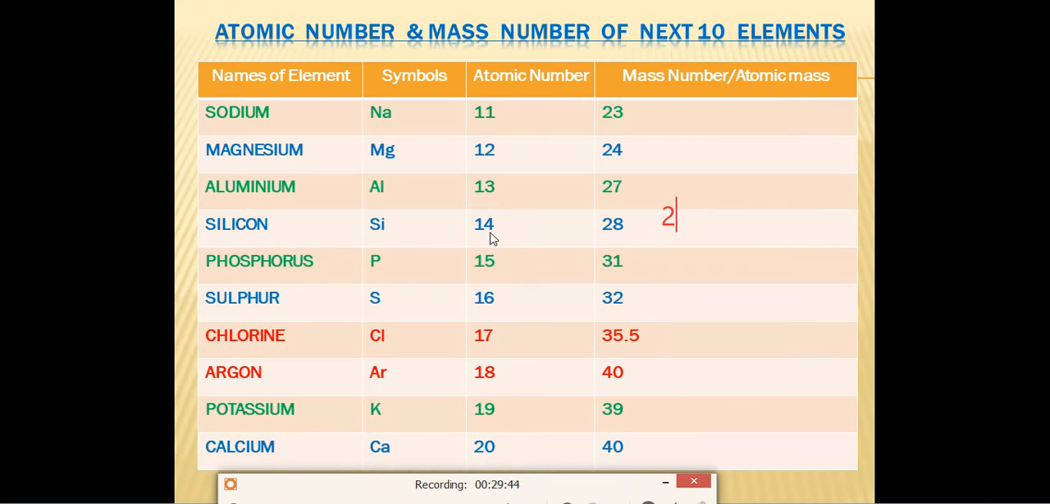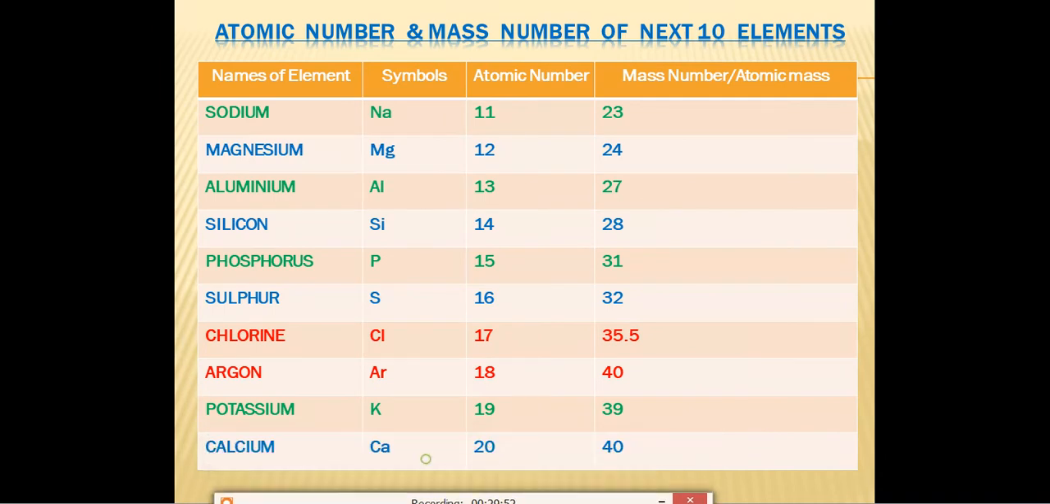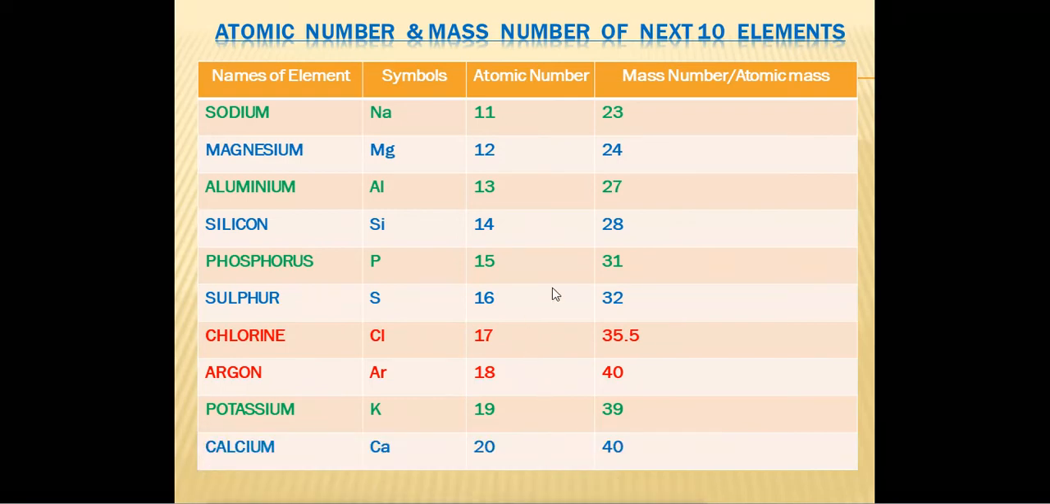First, phosphorus. Phosphorus has an odd atomic number, that is 15. So which formula will we use? 2 into atomic number plus 1. 2 into 15 is 30. 30 plus 1 is 31. Next one, sulfur. Sulfur has an even atomic number. So which formula will we use for sulfur? 2 into atomic number. 2 into 16 is 32.